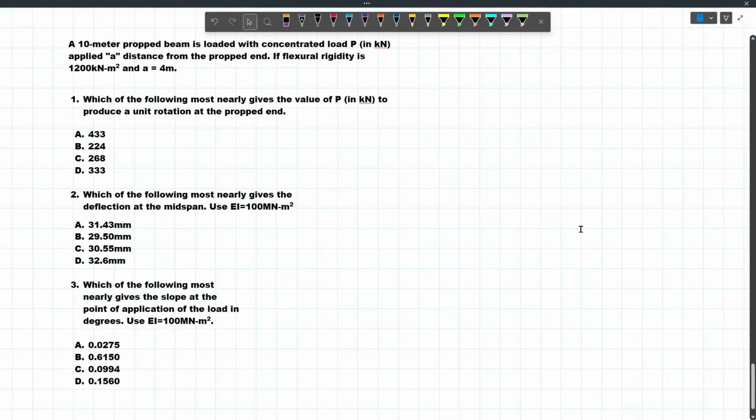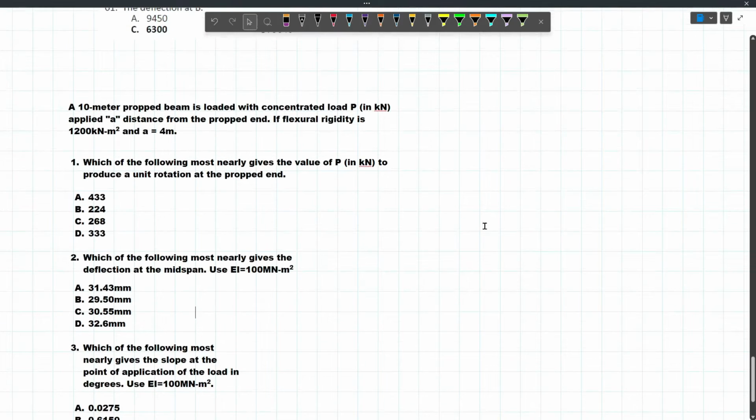Now sa atong video karon, let's try to solve this problem. A 10-meter propped beam is loaded with concentrated load P applied a distance a from the propped end. If flexural rigidity is 1200 kNm squared and a equals 4 m, we have to compute for the value of P to produce a unit rotation at the propped end. So essentially, ang rotation sa propped end ani dapat ang value is 1.